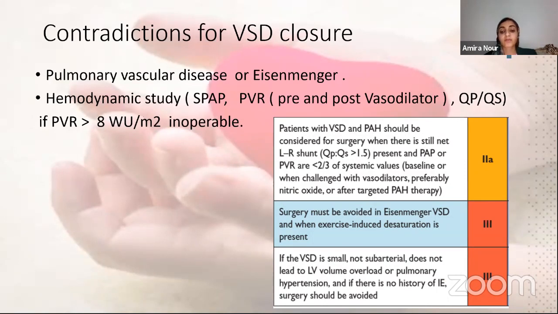And as we said again, if we have a small non-hemodynamically significant VSD in an asymptomatic patient with normal pulmonary artery pressure, they have survival like those in the normal population, so we do not need to close it.